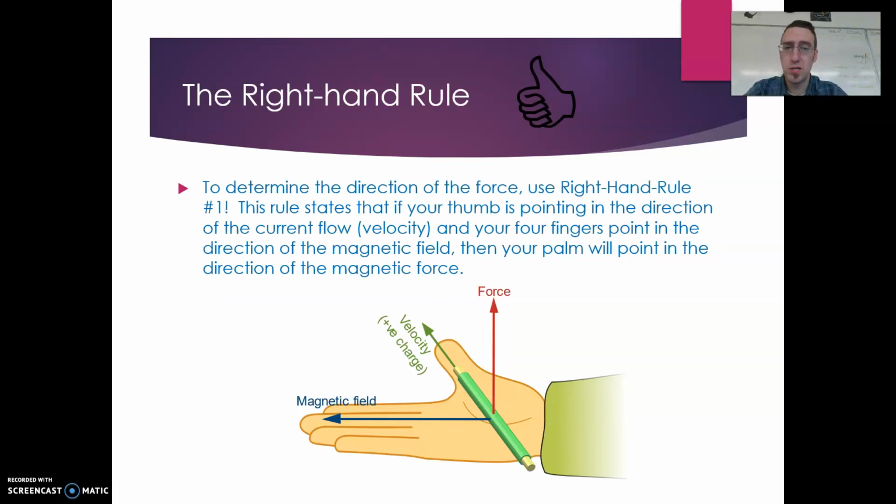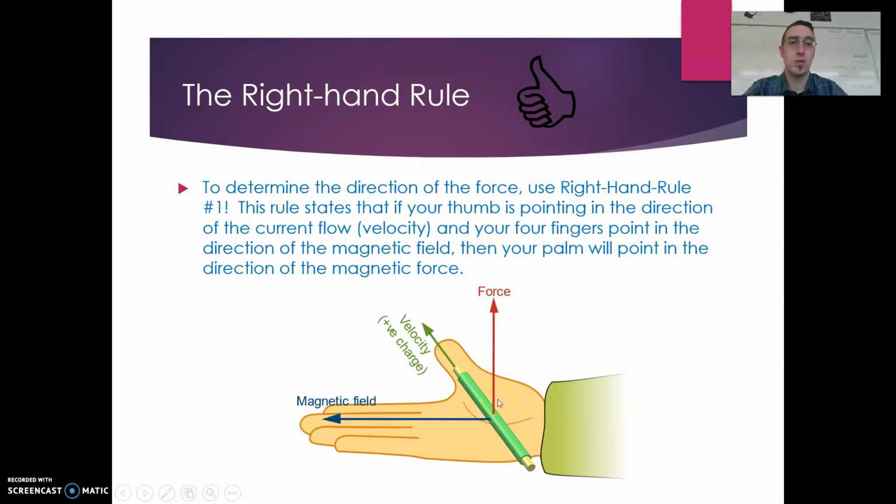So to determine the direction that the wire feels a force, we're going to use the right-hand rule. In this case, it's called right-hand rule number 1. This rule states that if your thumb is pointing in the direction of the current flow, or the velocity of the charges, and your 4 fingers are sticking out, pointing in the direction of the magnetic field, then your palm will point in the direction of the force.